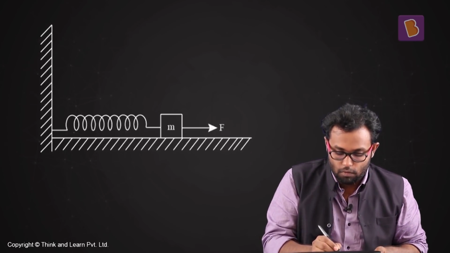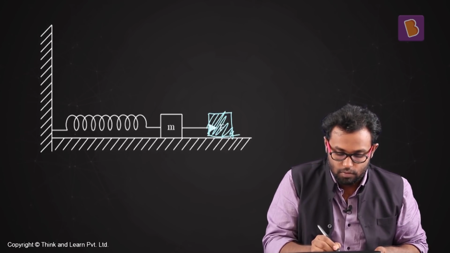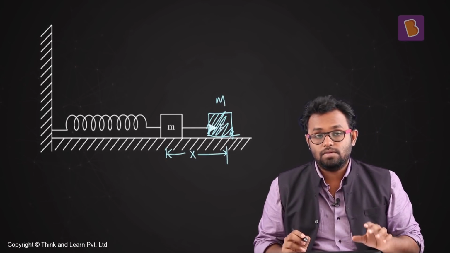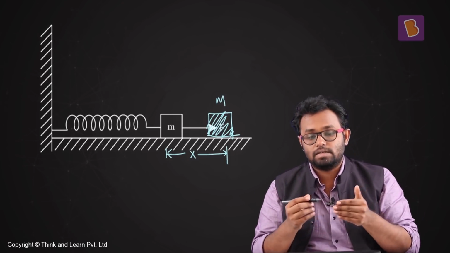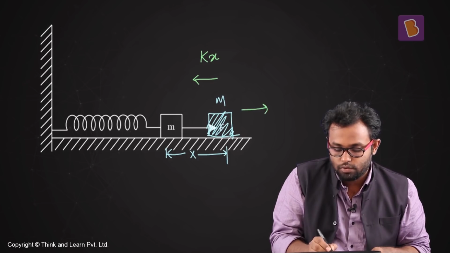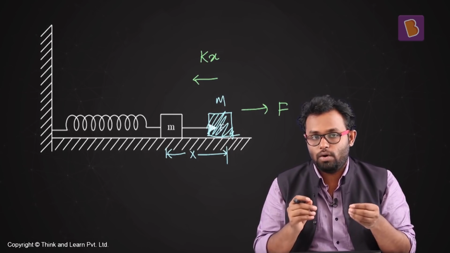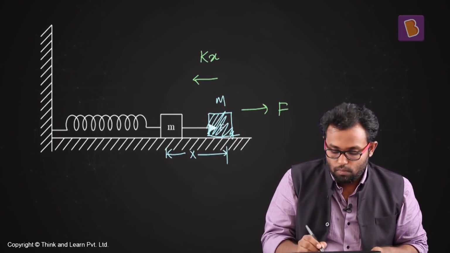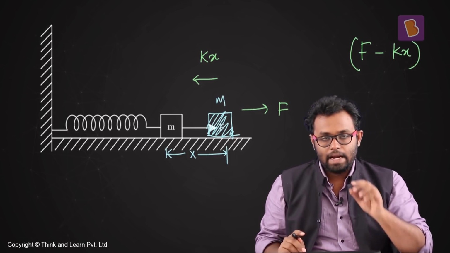Because let's say this block moves by some amount, let's say x from its original position, the block comes over here somewhere, moves by a distance x, then what happens? There is a force of the spring as well, right? And if it has moved by distance x, the spring is pulling it back by a force kx, and you have a forward constant force F. So overall the force is not constant, because kx of course depends on x, right? So the net force on this is F minus kx.